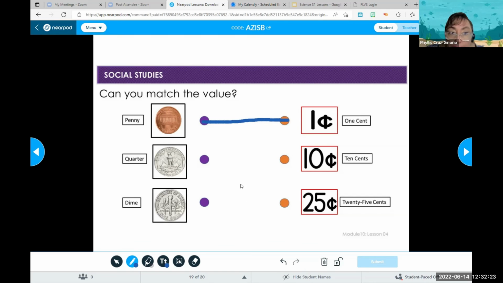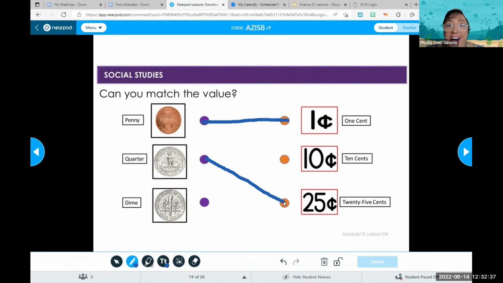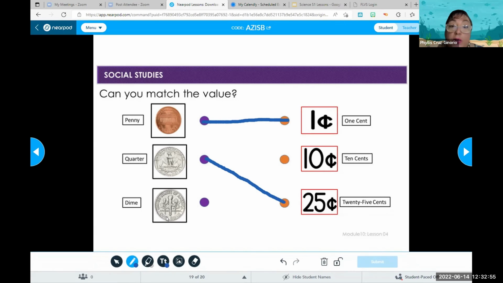Let's try the next one. This one says quarter. That's Mrs. Cruz's favorite. And it's worth the most. So let's see. Yes, I'm going to match it to the one that says 25 cents. I love that quarter. He's worth the most. And it says quarter underneath. It actually says the word quarter. So that would match, wouldn't it? Yeah. All right, let's look at the last one. There's only one to pick from, and it tells you what it is.